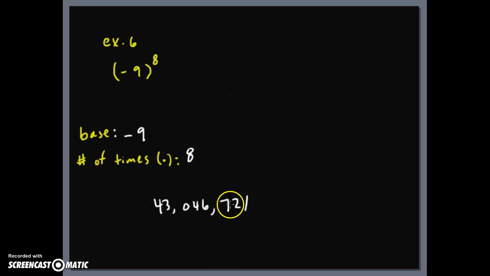However, when we put this into Schoology, we do not need to put commas for our places. We can just say 4, 3, 0, 4, 6, 7, 2, 1 would be our answer in Schoology.